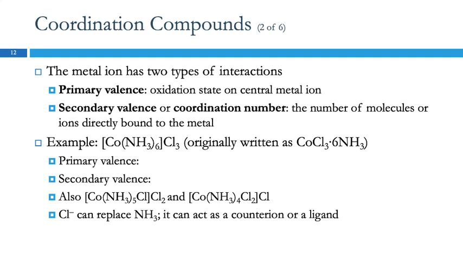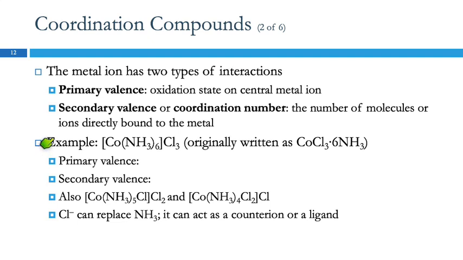There are two types of interactions that a metal ion has. One is the primary valence, and that's the oxidation state on the central metal ion. And then we also have the secondary valence, more commonly referred to as the coordination number, and that's the number of molecules or ions bound directly to the metal. So the number of ligands.